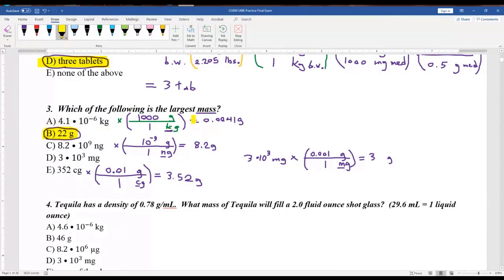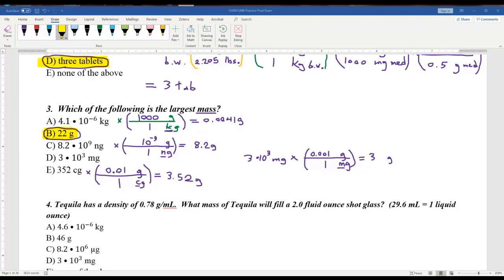So A is only 0.0041 grams. C is 8.2. D is 3. And E is 3.52. 22 is more than any of those, so B is going to be the answer. Does that make sense? Any questions on that? Any questions on the process we used there? Okay, cool.